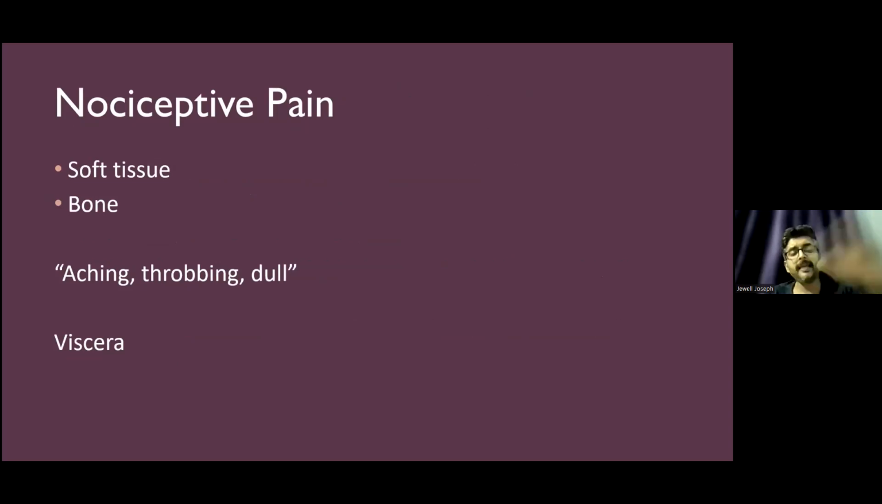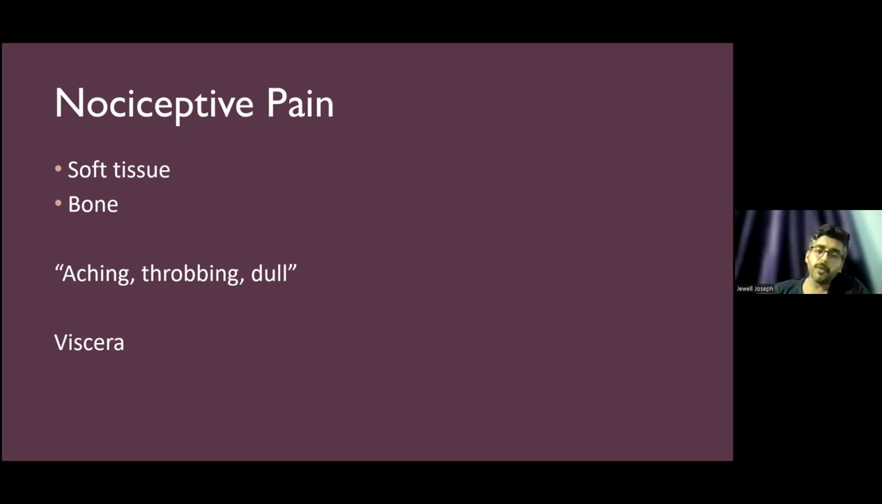So nociceptive pain, as we mentioned earlier, basically is when there is a tissue injury. It can be either a somatic pain, where there is soft tissue or bone damage, or visceral pain. Again, as with neuropathic pains, there are certain characteristic descriptions of the pain that we usually come across in these patients. Nociceptive pain is usually described as an aching pain, throbbing pain, or dull pain. And visceral pain usually is described as a twisting kind of pain and colicky kind of pain.